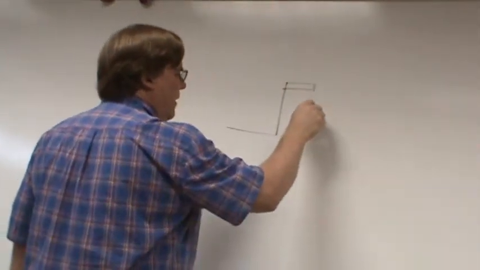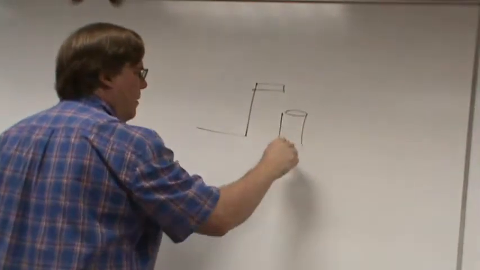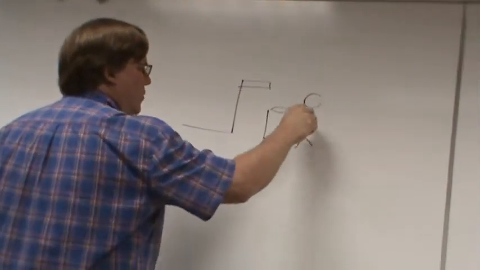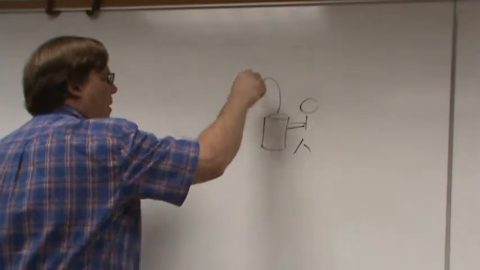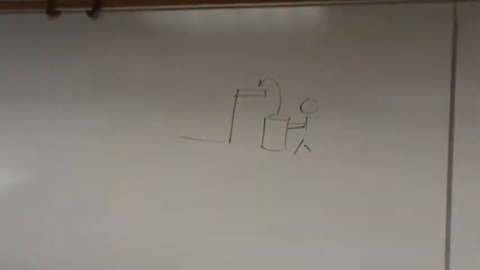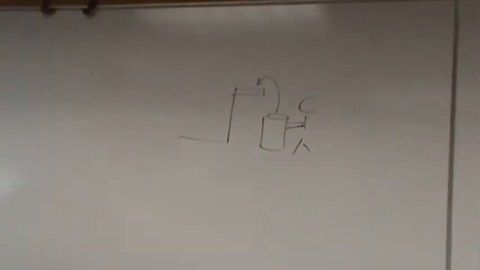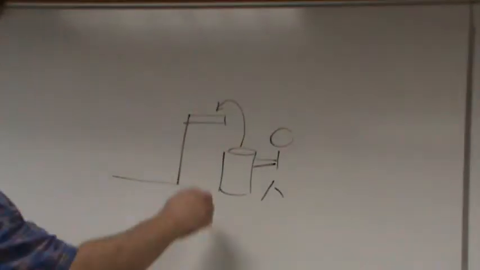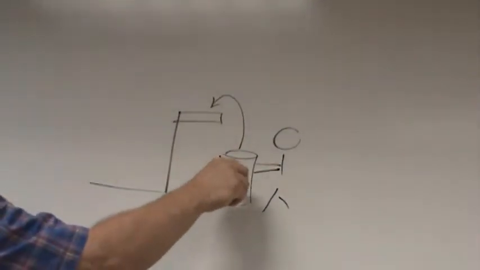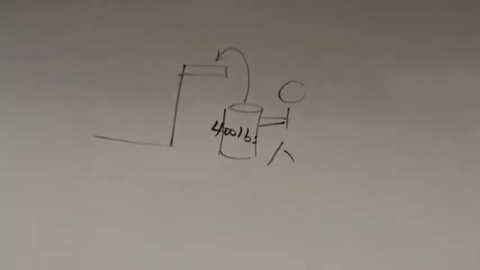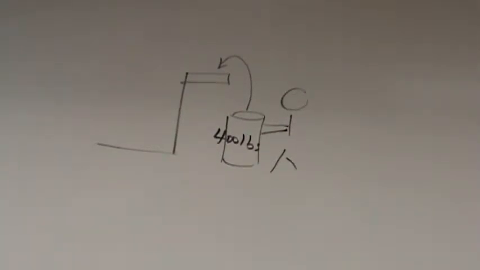Let's say you've got this 50-gallon drum, and you need to lift this 50-gallon drum onto this landing here. It's a 50-gallon drum filled with water. Well, a 50-gallon drum filled with water weighs about 400 pounds. There's no way you're going to be able to lift that thing up 6 or 7 feet onto that landing.